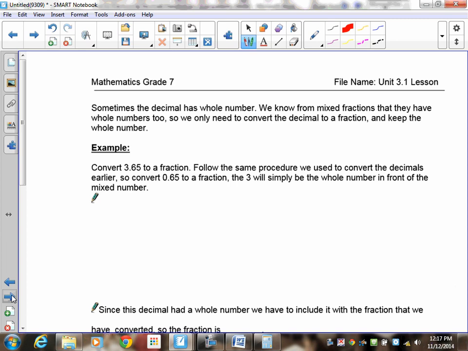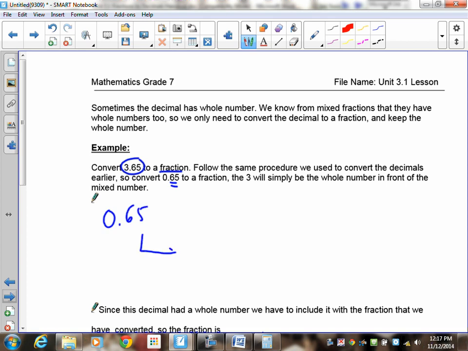So sometimes the decimal also has a whole number. Now when we did the fraction part, we ignored the whole number for a second and brought it back at the end. We're going to do the same thing here. So 3.65 is my question. I want to convert that to a fraction. Remember, we're doing a decimal to a fraction, so the decimal is actually the 0.65. The 3 we will leave until later. So this is what I'm working with, 0.65.